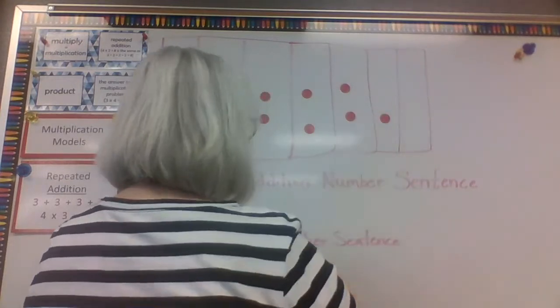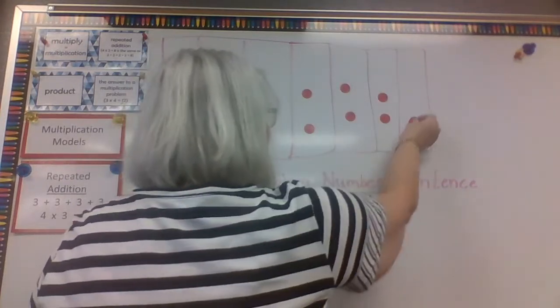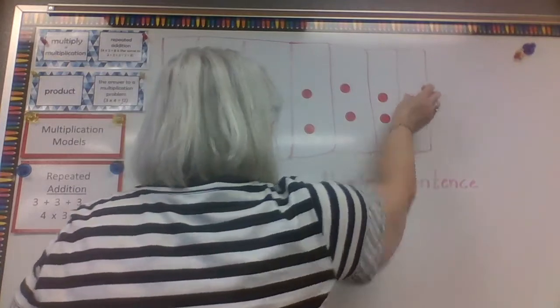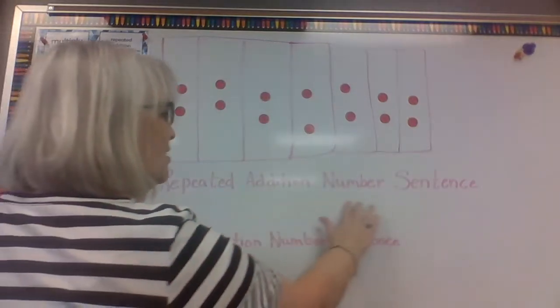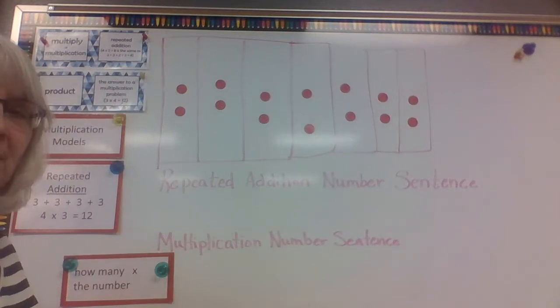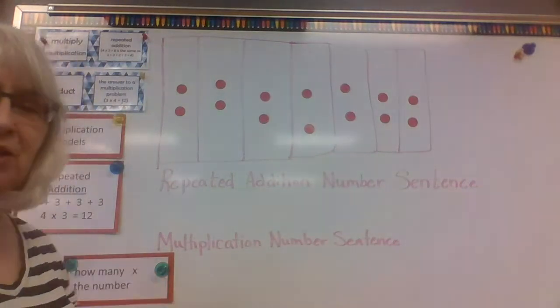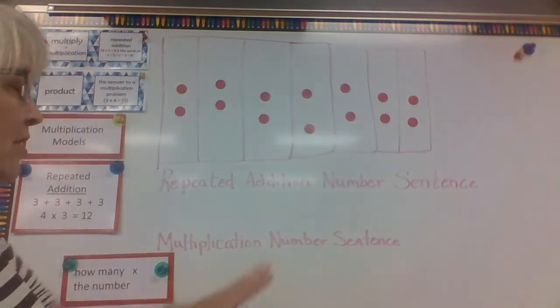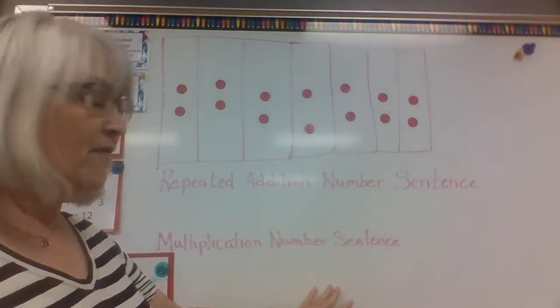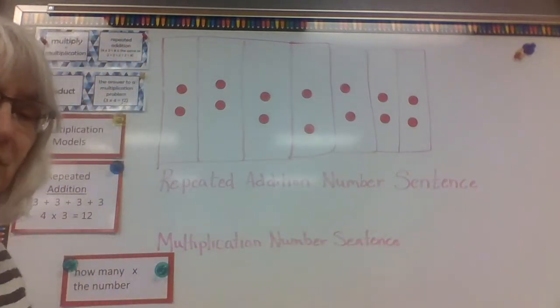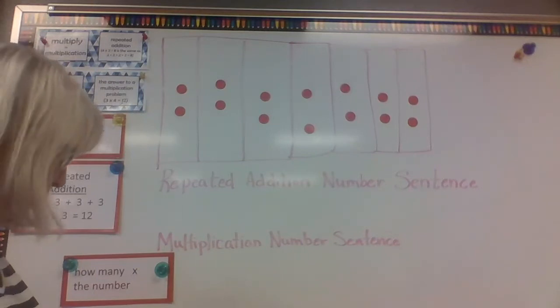All right, once you've done that, I want you to pause the video, and I want you to write your repeated addition number sentence, just like we've done together. Then write your multiplication number sentence, just like we've done together. Do the sum here and find the product here. So pause the video and do that, and then when you come back, we'll do it together.